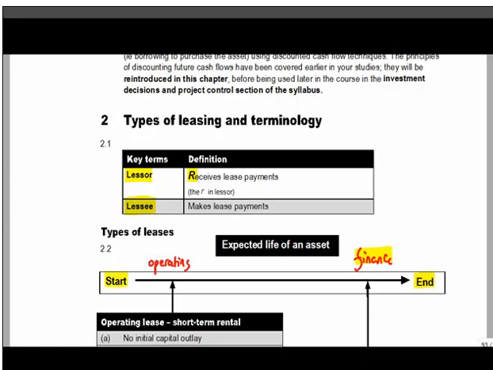And it's very important that you understand that operating leases are short-term and that finance leases are simply a source of finance and they give you the use of the asset for most of its useful life. Questions will use those two terms and you mustn't confuse them.